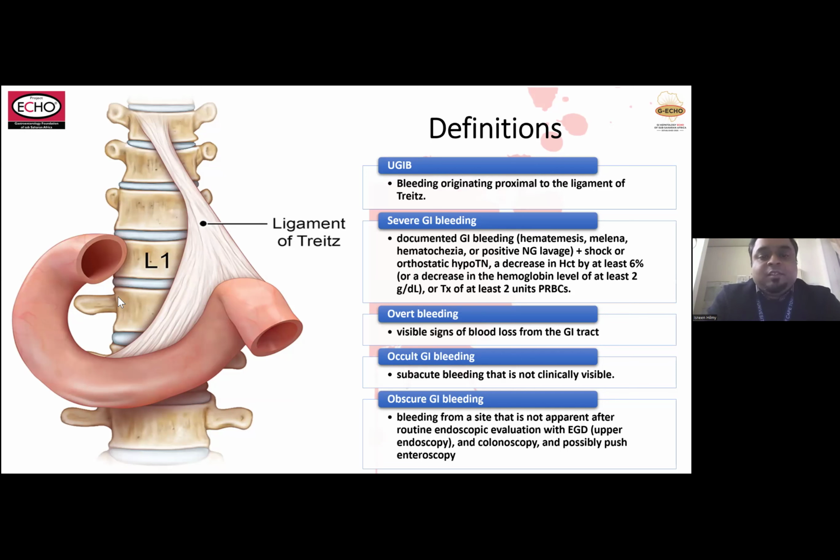And just so that we're on the same page, overt bleeding means that you have visible signs of bleeding from the GIT. If you have occult bleeding, that means you have subacute bleeding that is not clinically visible, and obscure bleeding is bleeding from a site that is not apparent after your routine upper endoscopy and a colonoscopy or a push enteroscopy.